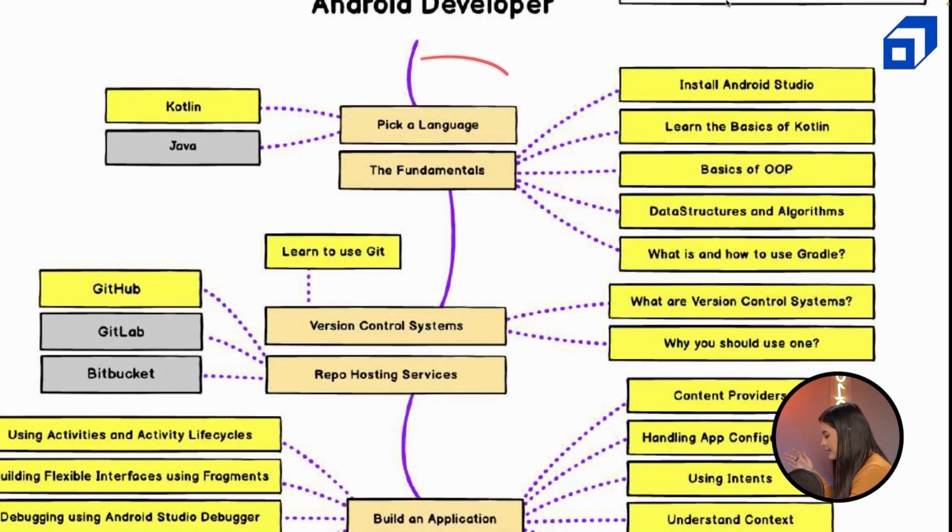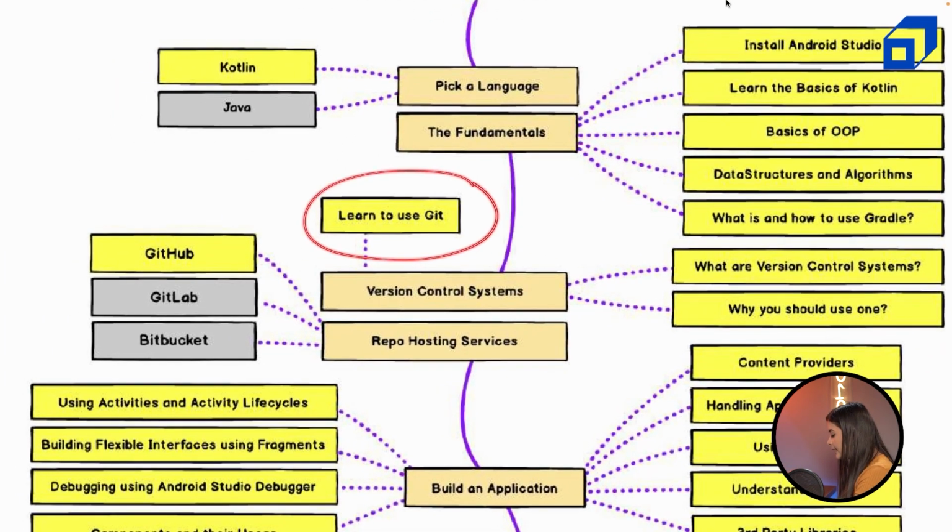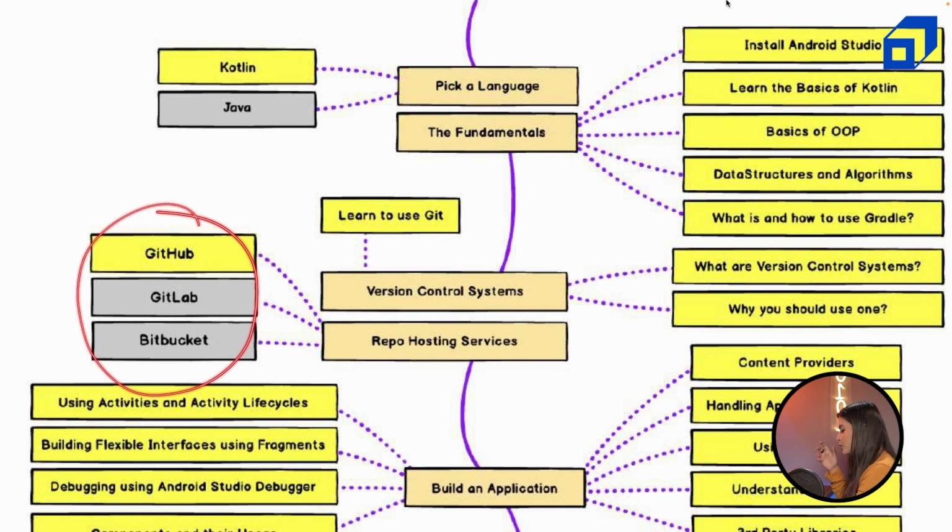After these basic things are done, picking a language and clarifying the fundamentals, knowing how to use Git and GitHub, or instead of GitHub, many of the open source organizations use GitLab, Bitbucket, such repo hosting services as well.